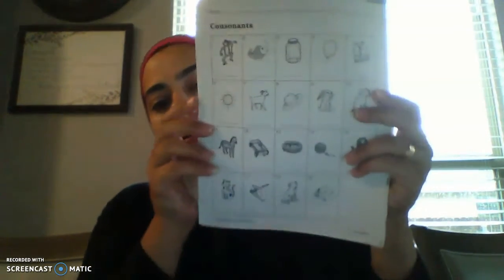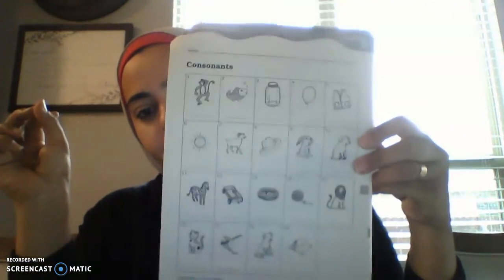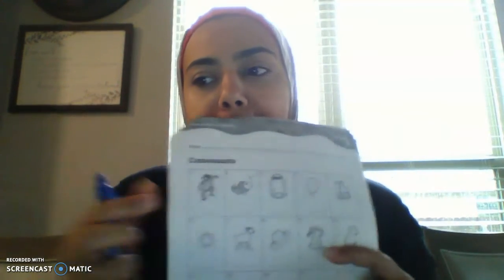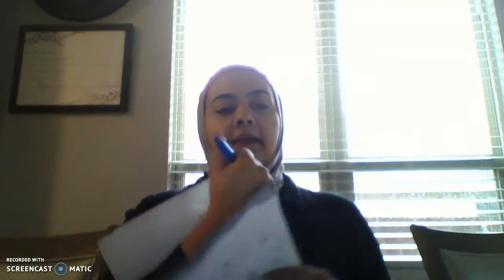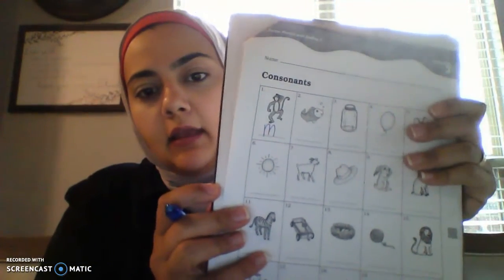So I need you guys to go ahead and take out this piece of paper. Okay, it says at the top worksheet 3. All right, so we're going to go over the consonant sounds. So number 1 says monkey. What sound does monkey start with? Monkey. That's a M. M is a consonant. So we're going to write M. Please make sure you're doing this with pencil. I'm doing it with pen so you can see it.